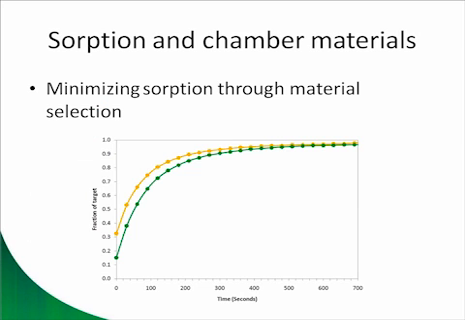The other thing to note with this is that because sorption has to do with interactions between water vapor and the chamber walls, chamber material plays a big role here. These two curves are for two identical chambers made out of two different plastics. The chamber material from the yellow curve is more hydrophobic than that for the green curve, which decreases the amount of time it takes for the chamber to stabilize.